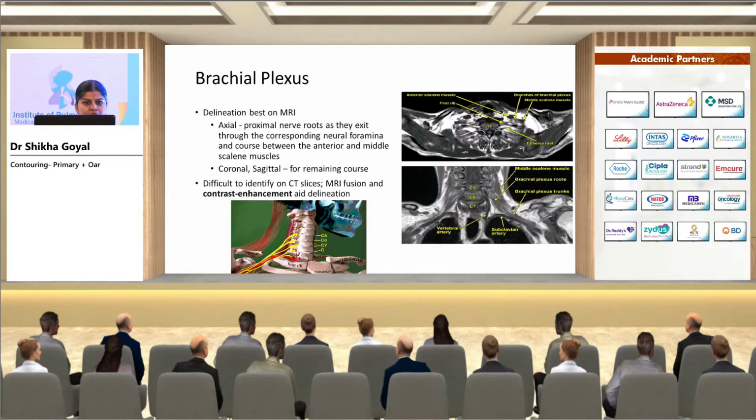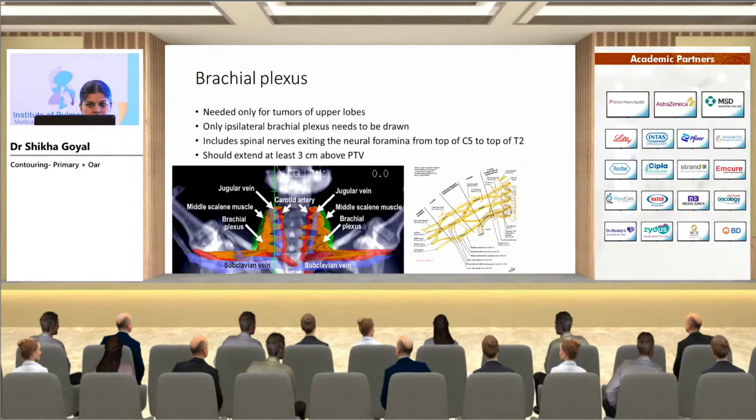I'll spend a minute on the brachial plexus. Although the delineation is best on an MRI, that too on a coronal projection, but we have to make do. We can at least be 3 to 5 millimeters certain regarding its position on a proper CT scan with contrast. So usually it is used only for tumors of upper lobes, and only the ipsilateral brachial plexus will receive a significant dose enough to be spared.